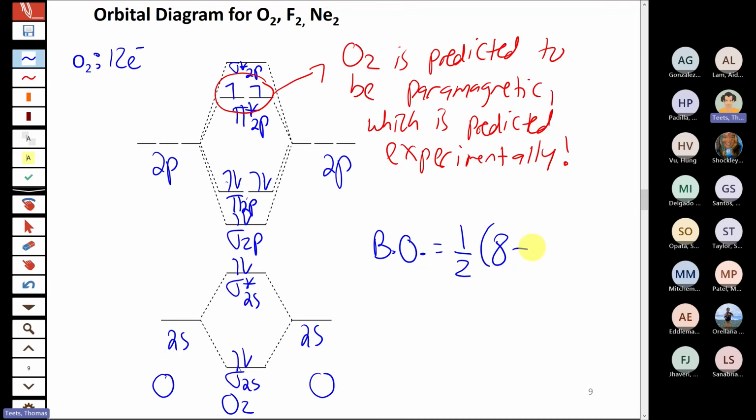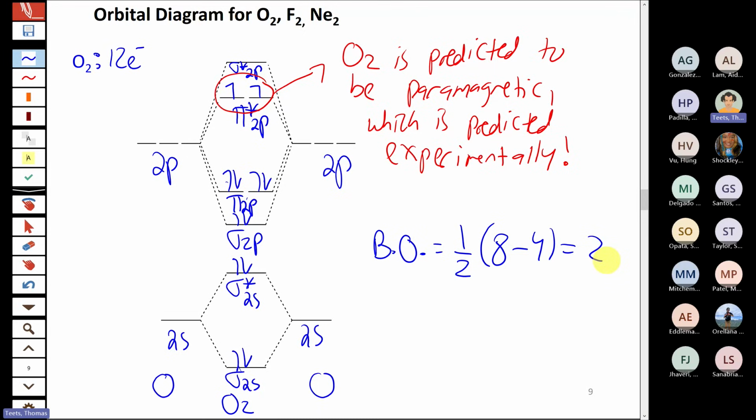Of the 12, there should be 4 that are antibonding. So there's these 2 here that are in sigma star. That's 2 antibonding electrons, and then 2 more up here in pi star. So a total of 4 antibonding electrons. 1/2 times 8 minus 4 is 2. So we predict a double bond for O2, which is what you would draw if you sketch out the Lewis structure. So that's not in contrast at all.